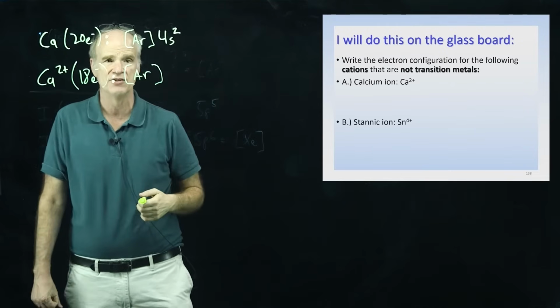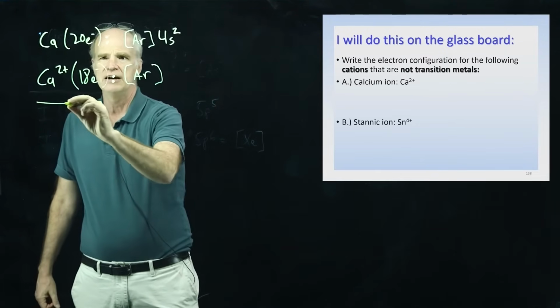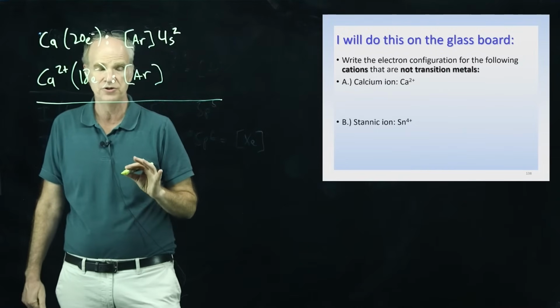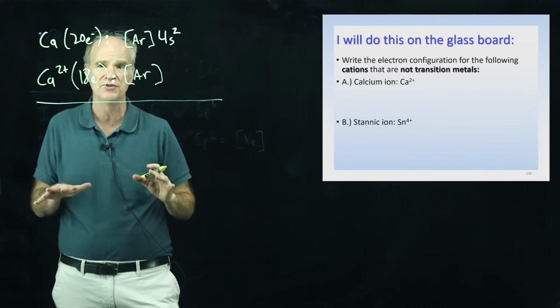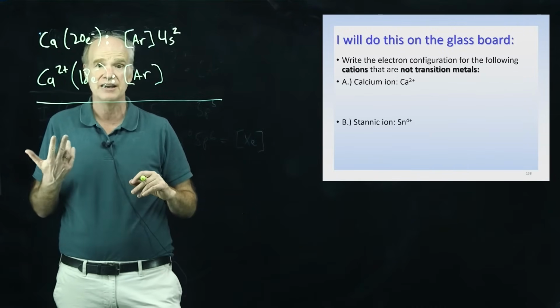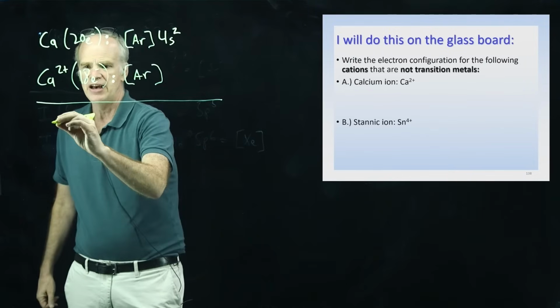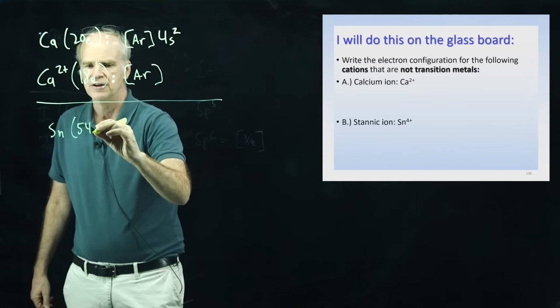Numerically, the highest energy level electrons go first, and so you're just left with argon. Okay, now how about the next one? We're going to do the configuration for the stannic ion first, but first let us figure out what the configuration of the unionized form of that ion is, which is tin, which is Sn. So tin has 54 electrons.